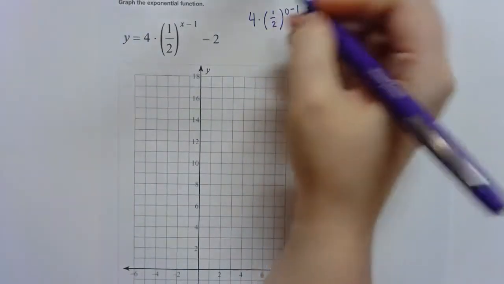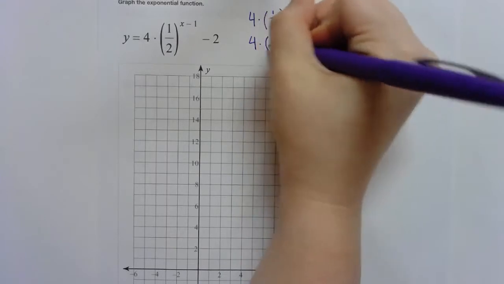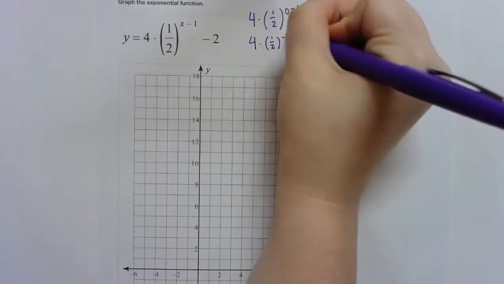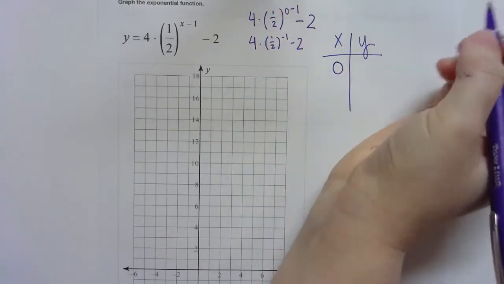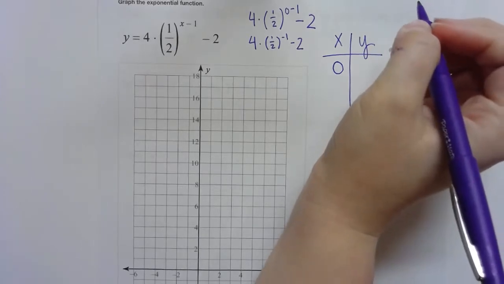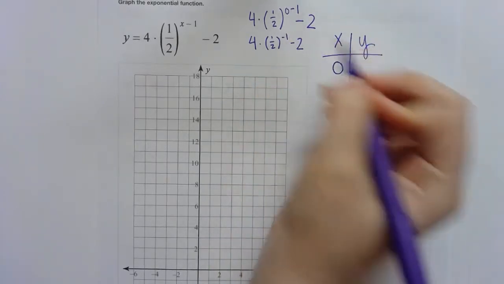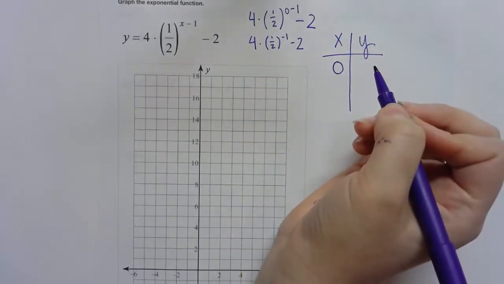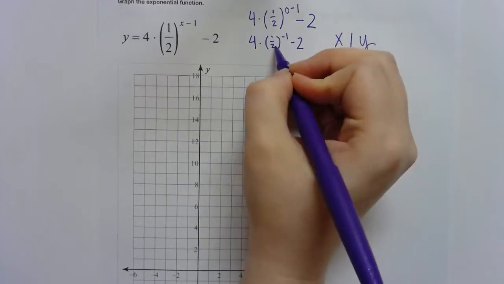The 0 minus 1 is -1. So 4 times 1/2 to the -1, minus 2. Now, one thing that I've noticed that a lot of us are forgetting is how to work a negative exponent. Remember, the negative exponent simply flips my fraction.